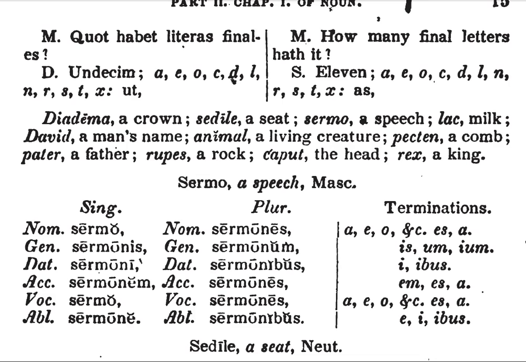So the lines are doing two things. They're telling us about vowel length and syllable length. And for a beginner, this is very confusing. So just pay attention to the sound of what I'm saying. Ser, mo. Nominativo, sermo, genitivo, sermonis. Dativo sermoni, accusativo sermonem, vocativo sermo, ablativo sermone.